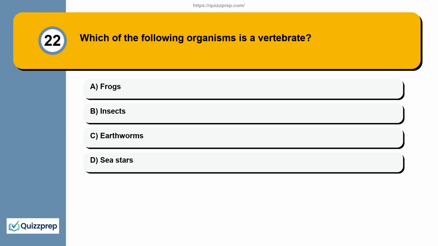Question 22. Which of the following organisms is a vertebrate? Frogs, insects, earthworms, sea stars.